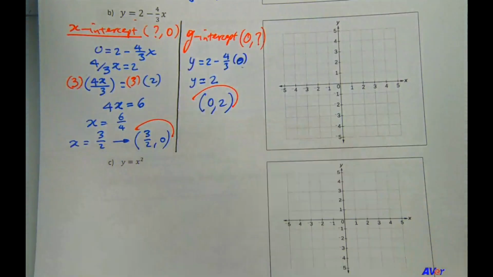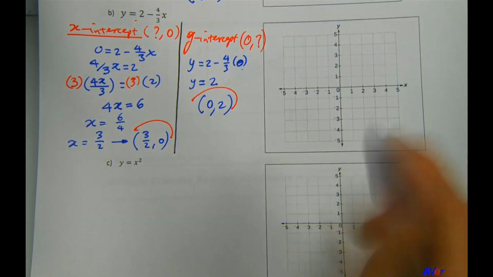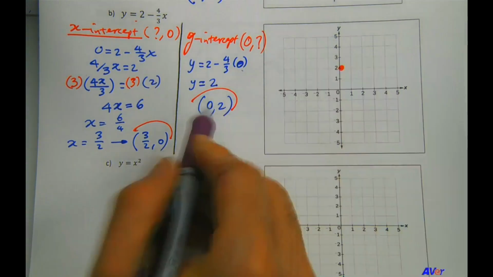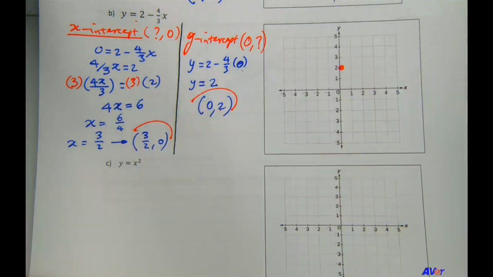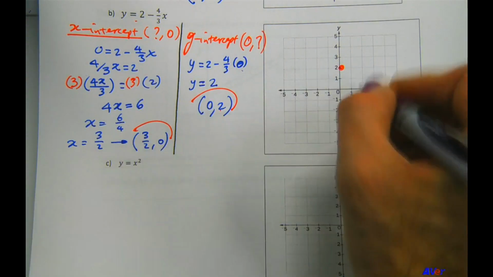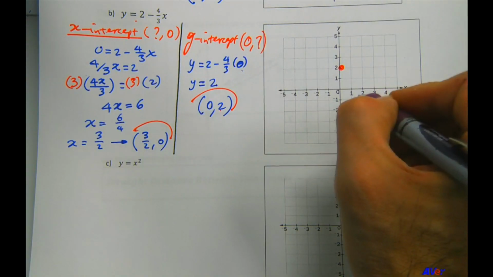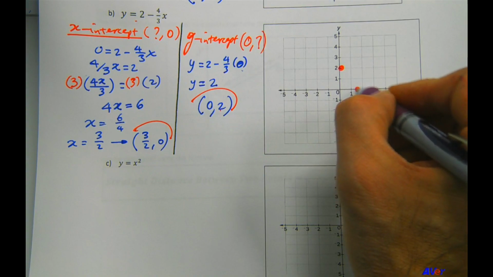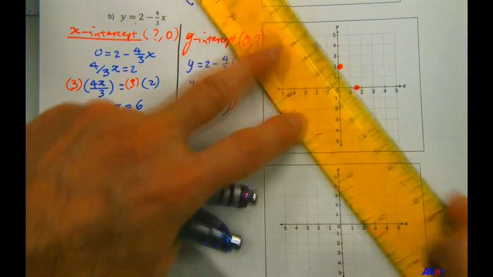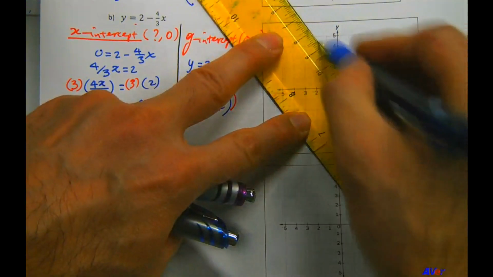Can we plot this? Absolutely. Let's do it. 0 comma 2 would be here, right? 0 comma 2. 3/2, that's just 1.5 comma 0 would be between 1 and 2 on this side. And then we can connect those two points with a straight line, like that.